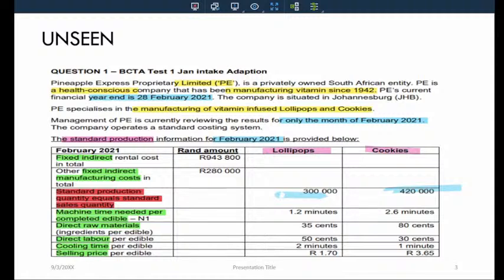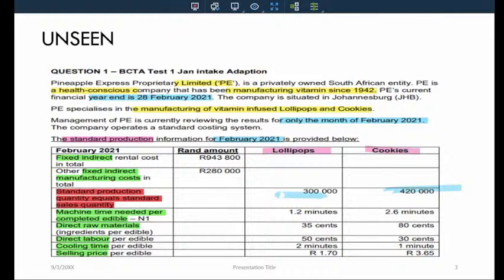The company is situated in Johannesburg, which is great. P specializes in the manufacturing of vitamin-infused lollipops and cookies. So now we're seeing what they actually make and sell, right? So now you start to be thinking, okay, this is a manufacturing company, so there could be a possibility of a lot of labor, a lot of materials, and a lot of overheads. You need to start thinking, what are the types of costs that would generate these lollipops and cookies, just to give you comfort.